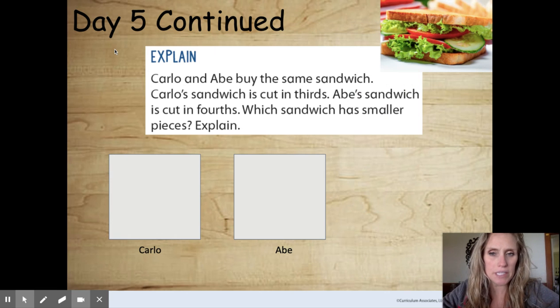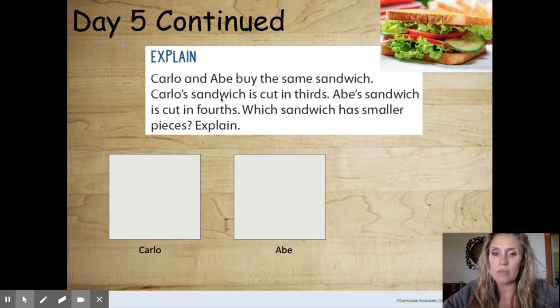Day 5 continued. Explain. Let's look at our problem. Carlo and Abe buy the same sandwich. Carlo's sandwich is cut in thirds. Okay. Abe's sandwich is cut in fourths. Which sandwich has smaller pieces? Explain. So first we should be thinking, what's the problem about? Well, it's about a sandwich. And there's 2 boys in our problem, Carlo and Abe.